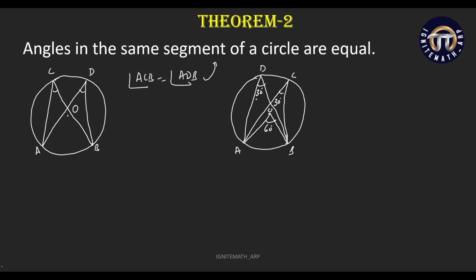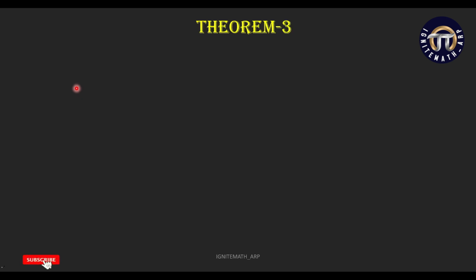So, if you compare, can I say this angle and this angle are equal to each other? Are they not the angles in the same segment? Yes, they are angles in the same segment. That is the meaning of this statement and that's the meaning of this theorem. Angles in the same segment are equal to each other. Clear? So now let us move to theorem number 3.